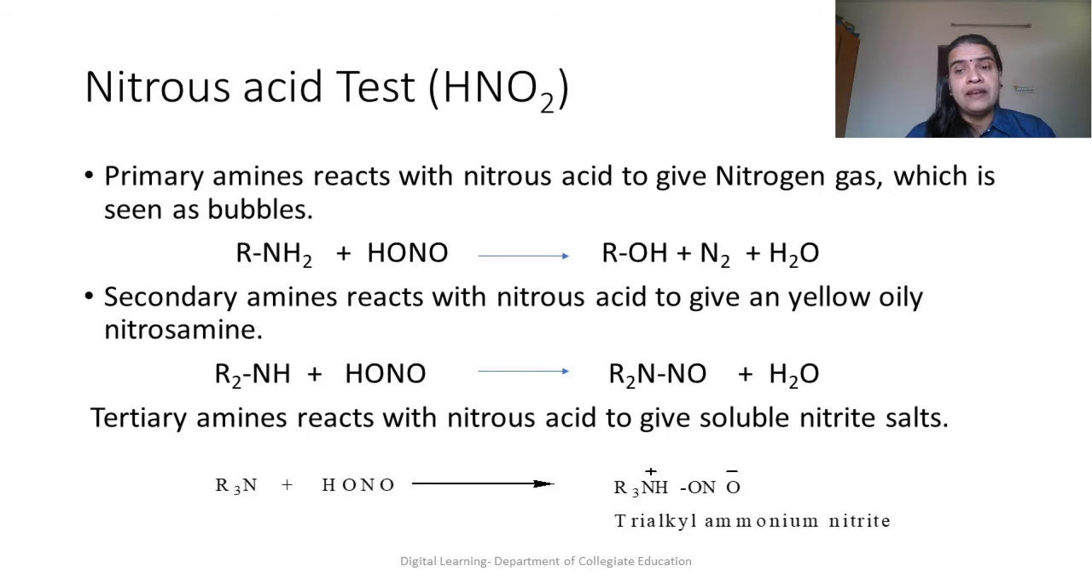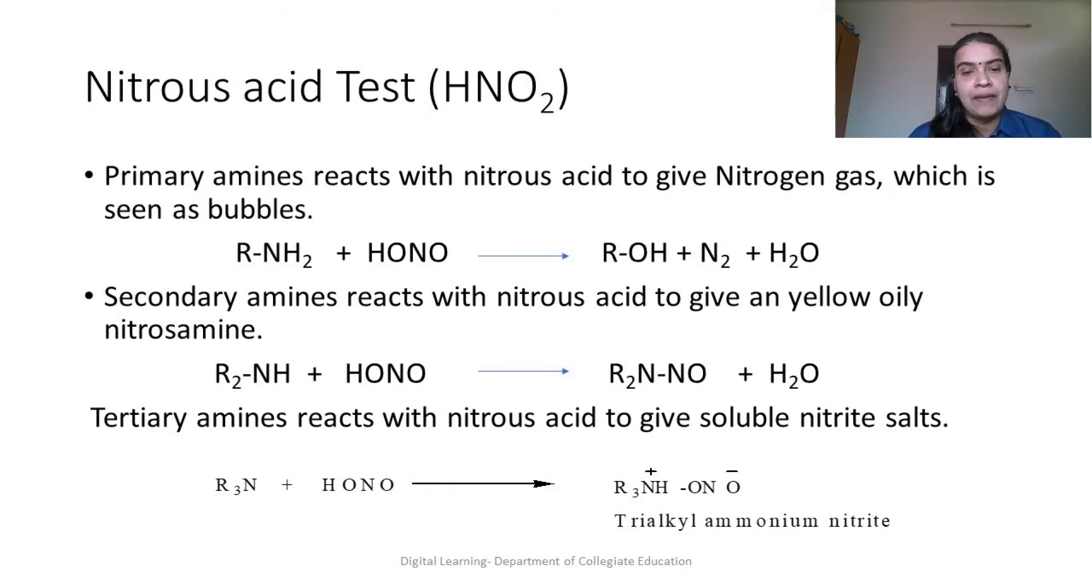The given sample is treated with nitrous acid. So in the test tube, if you are getting a clear solution along with the formation of some bubbles, you can say it is a primary amine. Instead, if you are getting a yellow oil, you can say it is a secondary amine. Or only a clear solution without any formation of bubbles, you can say it is a tertiary amine.